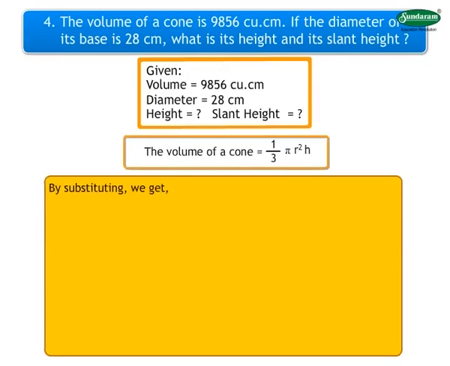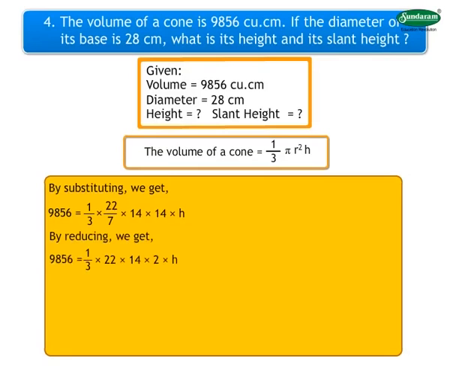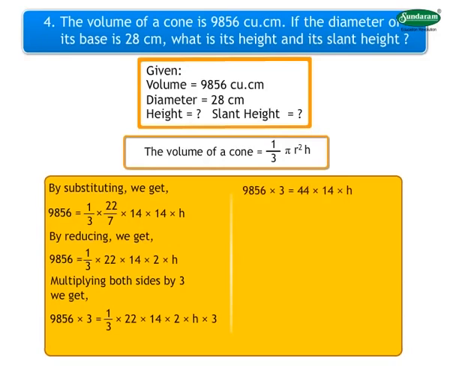By substituting, we get 9856 is equal to 1 upon 3 into 22 upon 7 into 14 into 14 into h. By reducing, we get 9856 is equal to 1 upon 3 into 22 into 14 into 2 into h. Multiplying both sides by 3, we get 9856 into 3 is equal to 1 upon 3 into 22 into 14 into 2 into h into 3. Cancelling 3 on the right hand side from the numerator and the denominator, we get 9856 into 3 is equal to 44 into 14 into h.